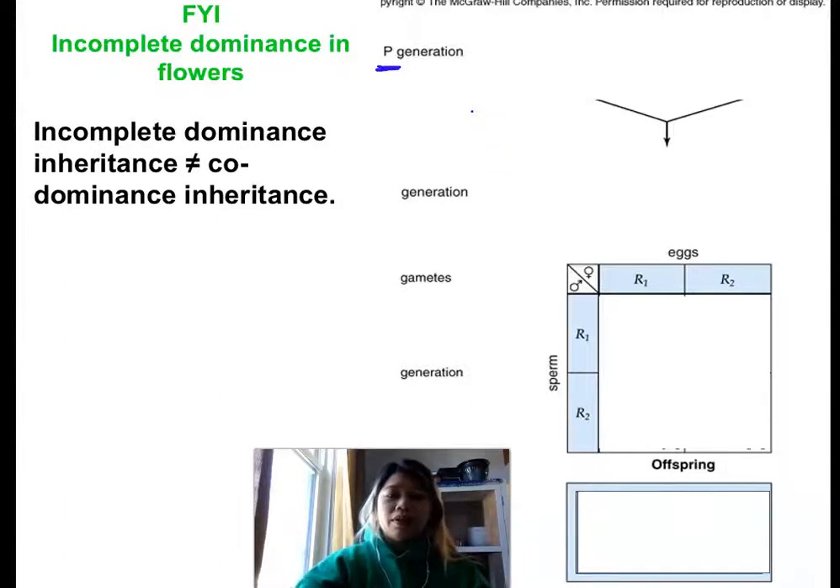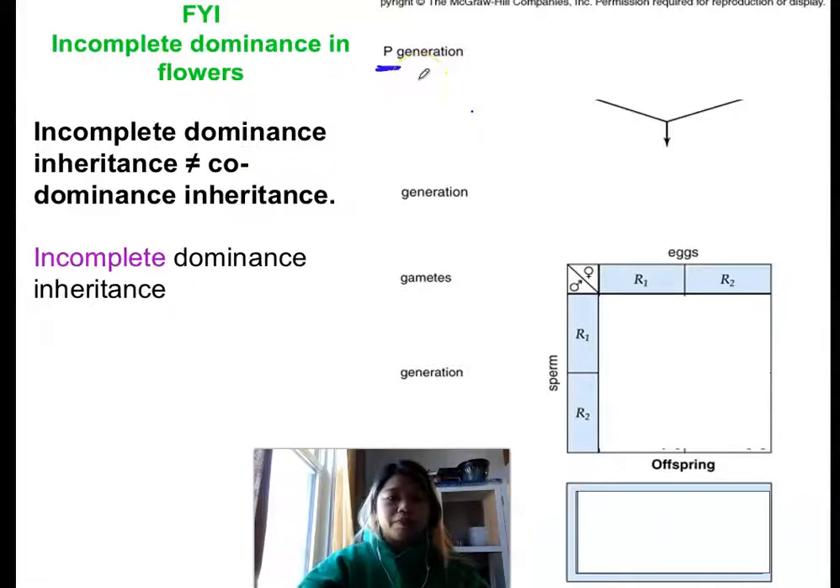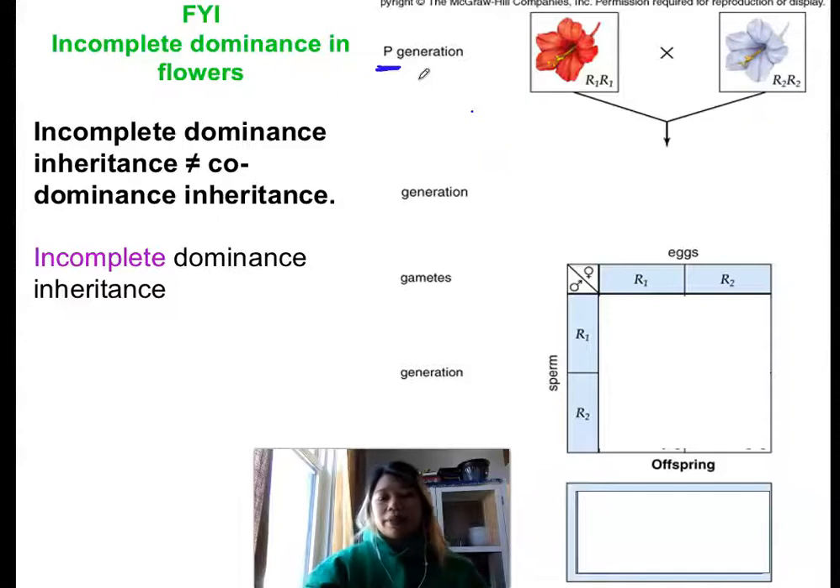All right, so we're going to start off with the P1 generation, and we're looking at incomplete dominance. I do this as an FYI, but it's so important to know this to see how we can distinguish this from codominance. So we have two flowers here, one that's homozygous for red, one that's homozygous for white. You can also consider them as pure breeding with their own genotype. So if you're constantly breeding homozygous red with homozygous red, you're only ever going to have homozygous red flowers.